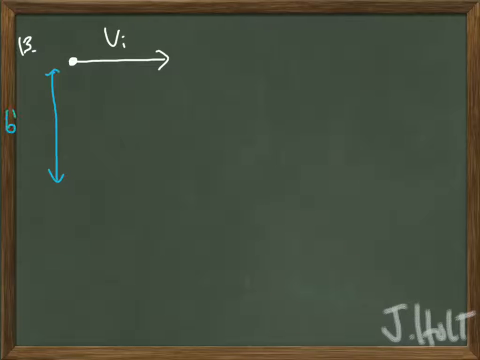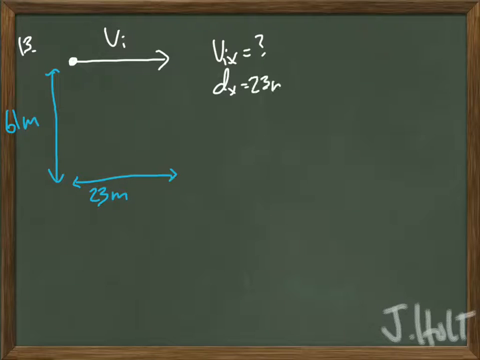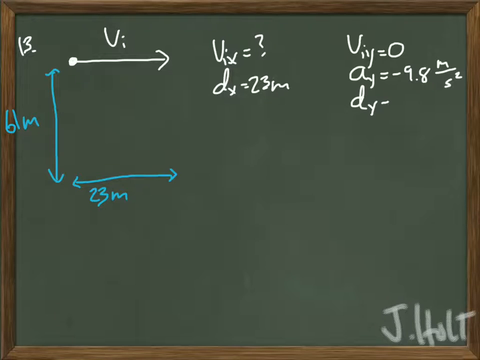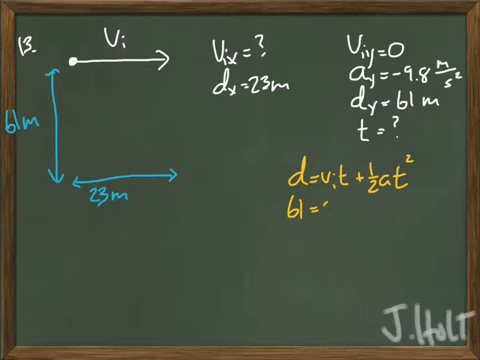Number 13 is a similar problem. We're given the distance in the y direction and the distance in the x direction, but no velocities. We know that our initial velocity in the y direction is 0 because we are only running straight off of the cliff. Okay, so we can solve for time using the y direction here.